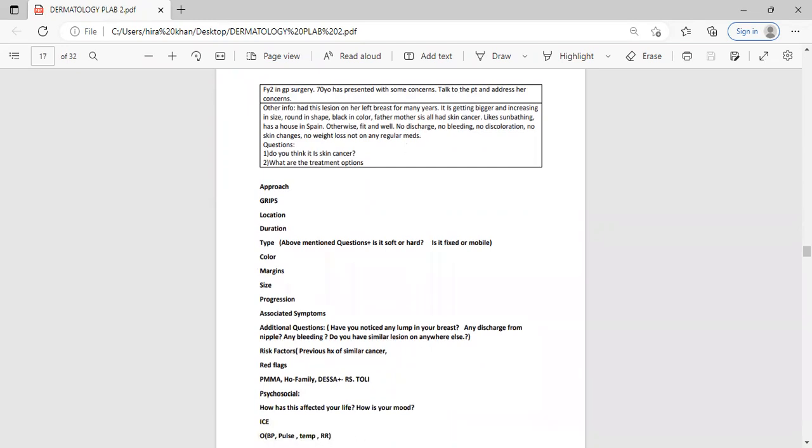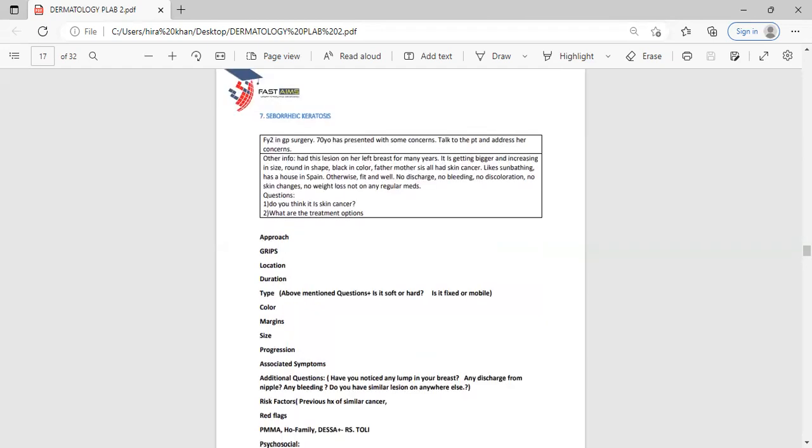Okay. So again, people, is it soft or hard? Is it fixed or immobile? This question is irrelevant. That is by mistake that I have mentioned it. I will send the updated ones after this discussion of ours, because that is not supposed to be asked in these scenarios. In all these scenarios, this question is only relevant to the lipoma.